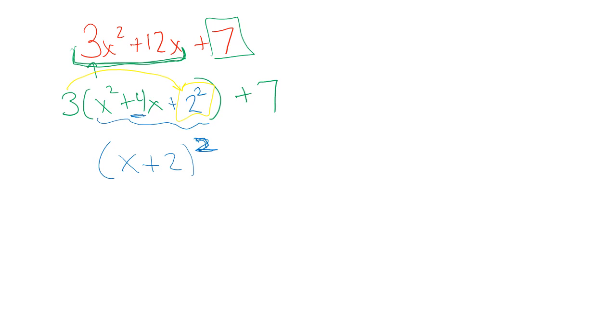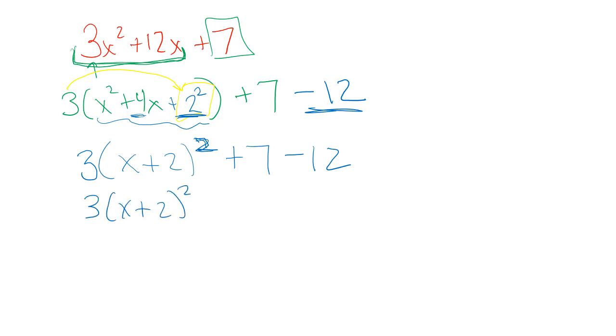So I'll still have the 3 here. I still have the 7. And since now I have an extra 12 that I didn't have before, I'll have to then subtract that 12. You know, if I add it and then subtract it, it's basically as if it wasn't there in the first place. They cancel each other out. So if I subtract the 12 here, then what do I have? I have 3 times x plus 2 squared, and this would then be minus, what would that be? 5. Okay? Now notice, what do we have now?